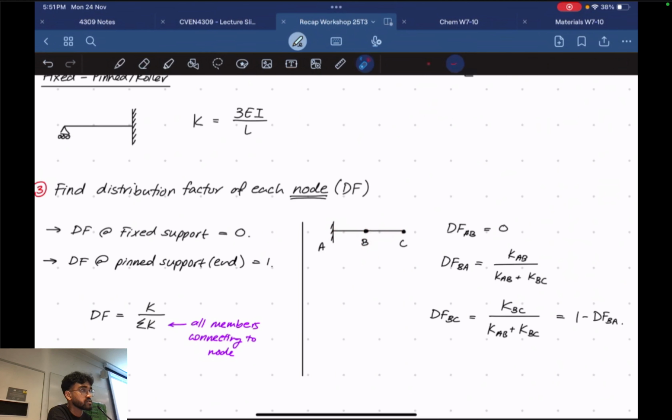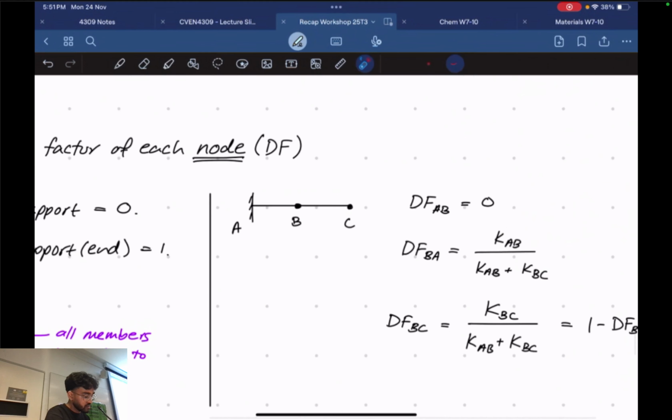Oh yeah. So, KAB is equal to KBA. Yeah, it's just a fractional member of that member. Oh, like why don't you use BC? Gotcha. So it's just to do with the notation. They're saying find a distribution factor of node B from the side of A. Yeah? So node B from this side. Then this is going to be node B from C side. That's why up here I use BC, for this one I use AB.